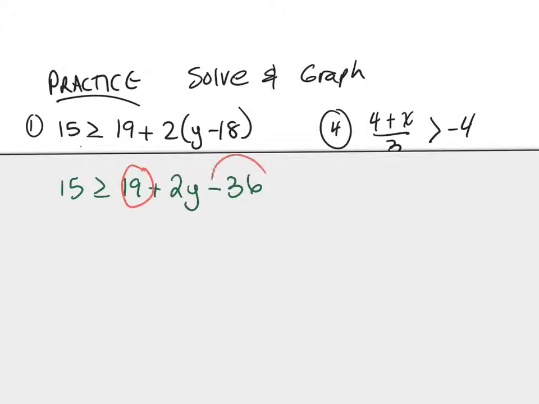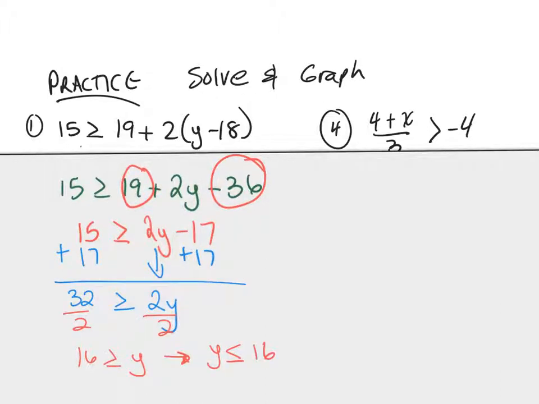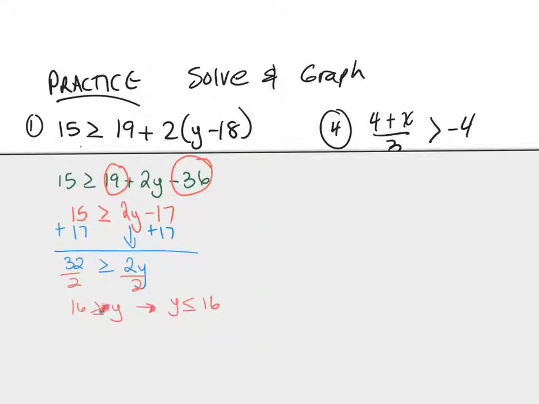You can combine these because they're on the same side. What is 19 minus 36? Negative 17. So you get 2y minus 17. Rewrite everything else. I'm going to add 17. I get 32 is greater than or equal to 2y. Divide by 2. 16 is greater than or equal to y, which is the same thing as y is less than or equal to 16. If you don't remember to rewrite it with the letter first, your symbol is going to tell you the wrong way to shade.